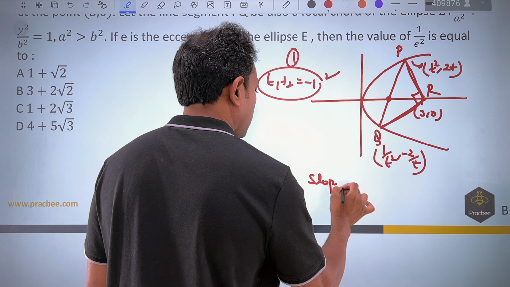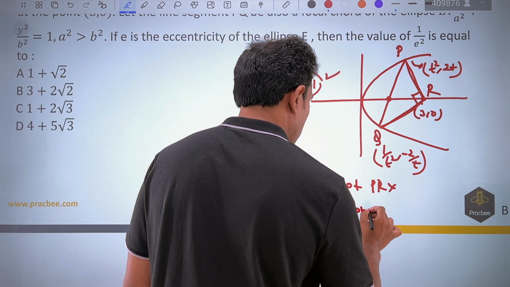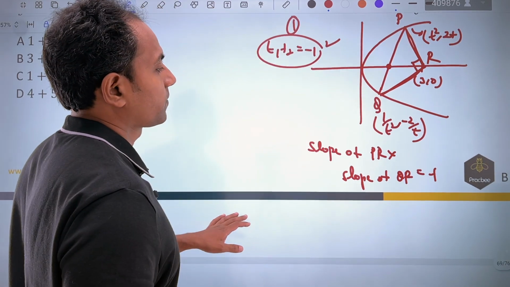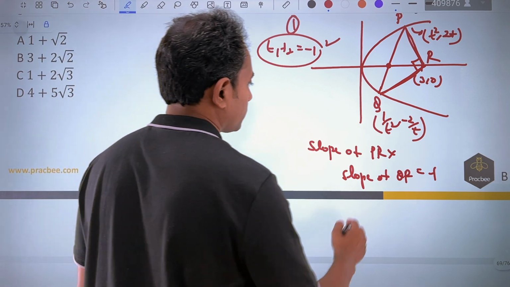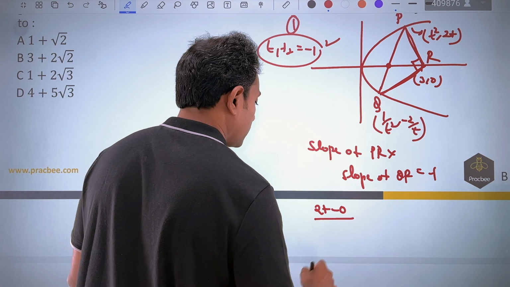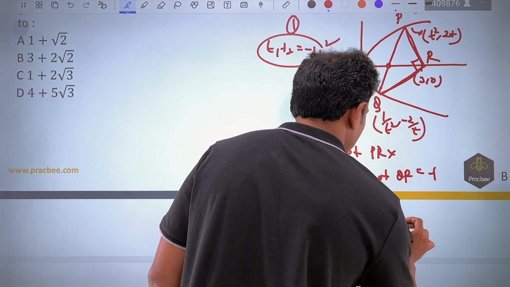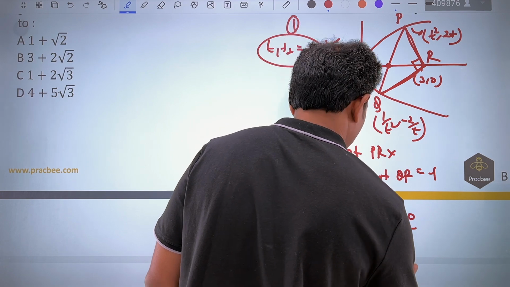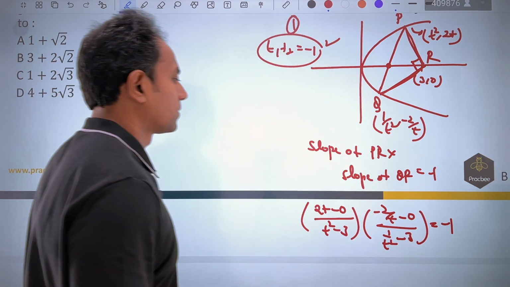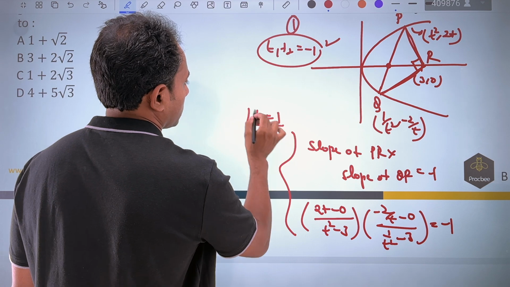Slope of PR into slope of QR should be equal to minus 1. So if I find the slope of PR and QR, it will become nothing but 2t minus 0 by t square minus 3, into minus 2 by t minus 0 by 1 by t square minus 3, should be equal to minus 1. Now if I solve this equation, the value of t comes out to be 1.